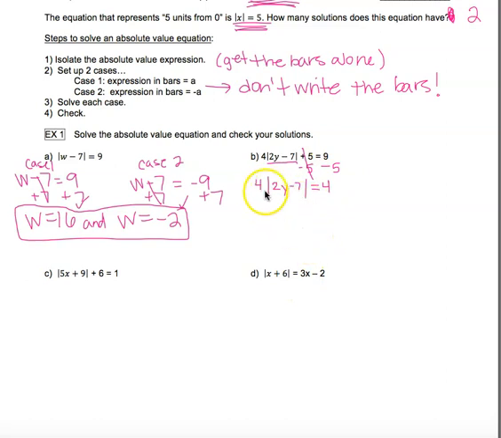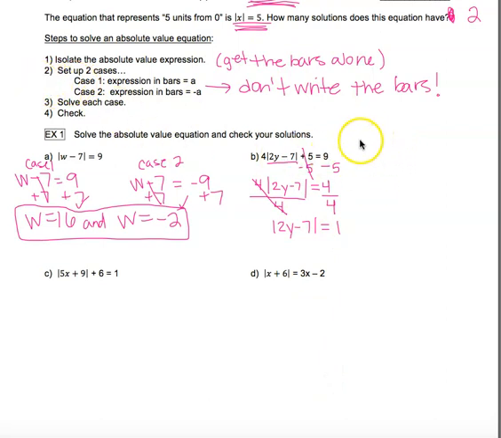My bars are still not alone. I've got this 4 in front, which is multiplied because there's no operation written. And remember that when there's no operation written, it's understood to be multiplication. So we're going to undo that with division. So that'll cancel these out, and that'll get my bars alone on the left side. On the right side, 4 divided by 4 is 1. Okay, bars are alone. Check for step 1.